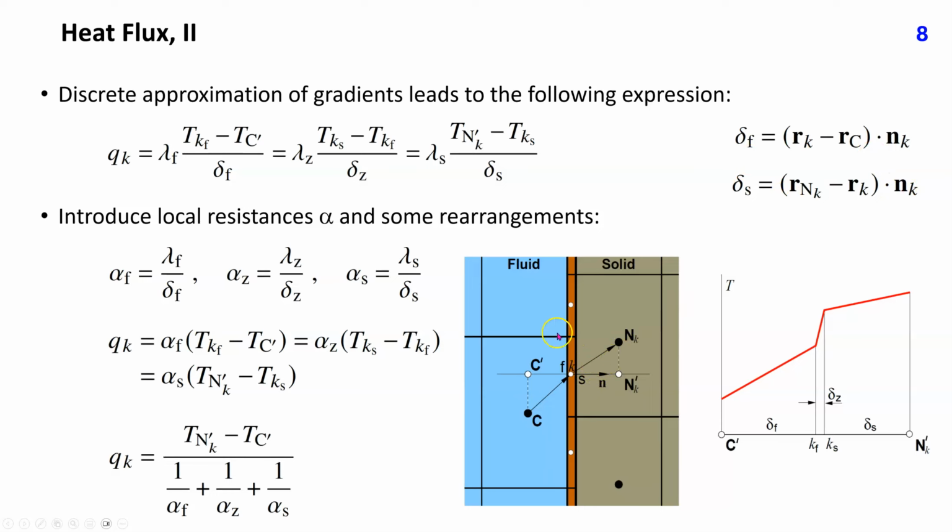If we introduce local resistances alpha as the ratio of conductivity to distance and perform some rearrangements, we arrive at the following expression for heat flux as a function of temperatures at auxiliary nodes C' and K'. This provides a direct link between temperature fields on both sides of the interface and allows an efficient simultaneous solution of the energy equation in all continua.